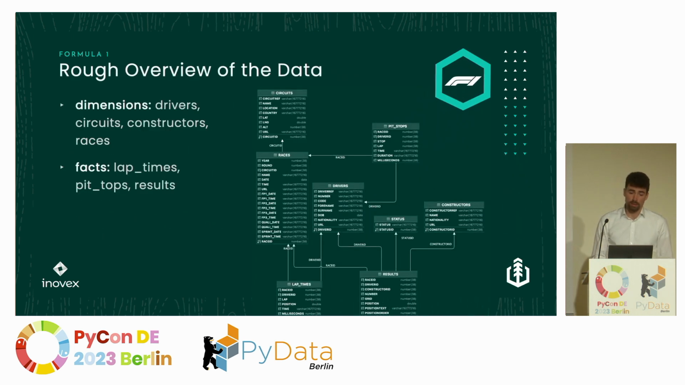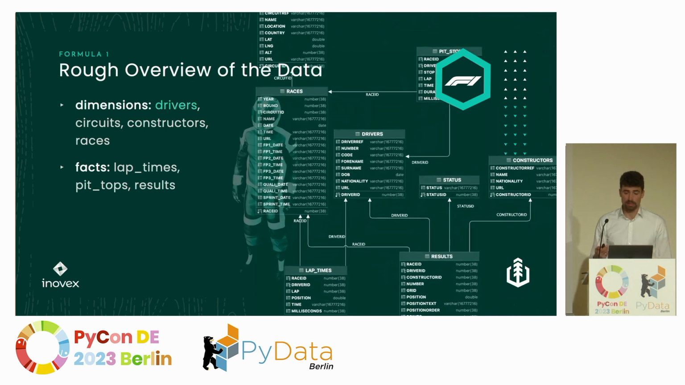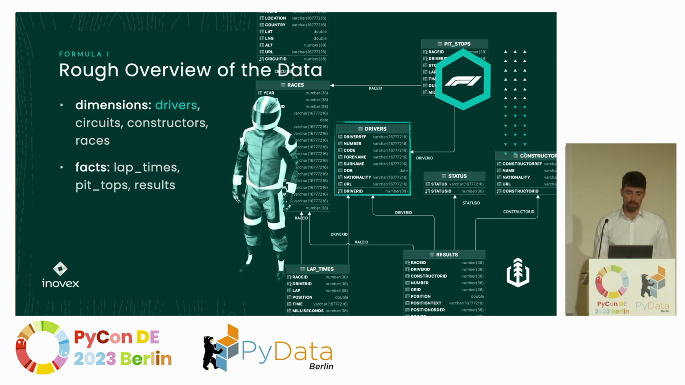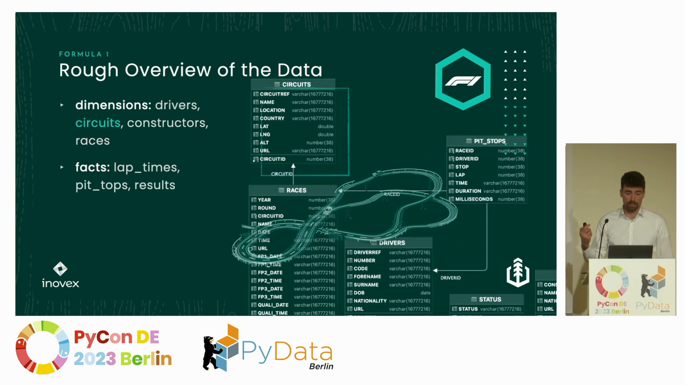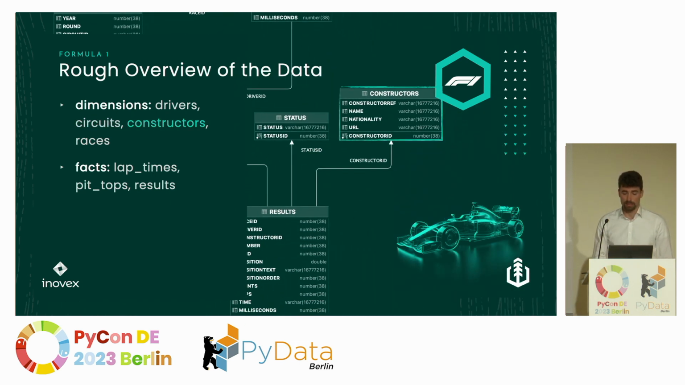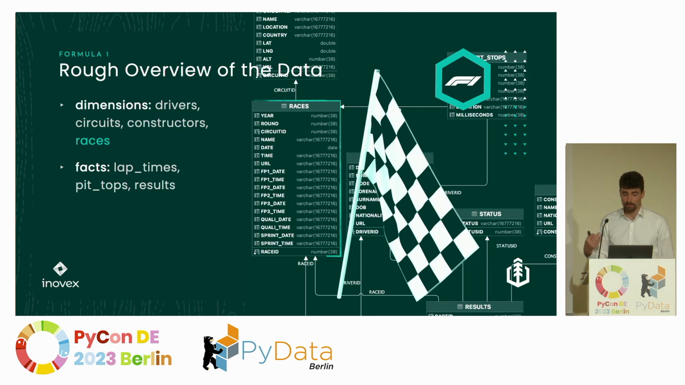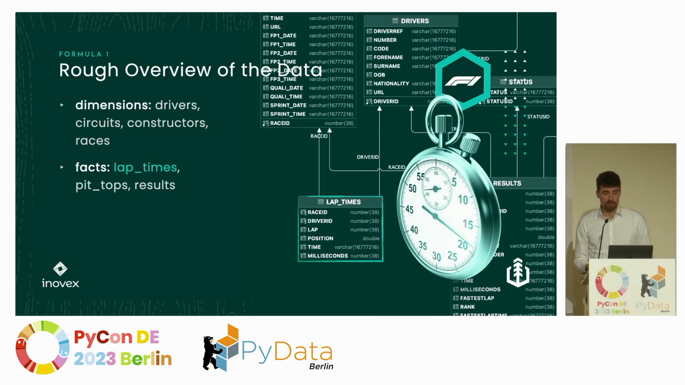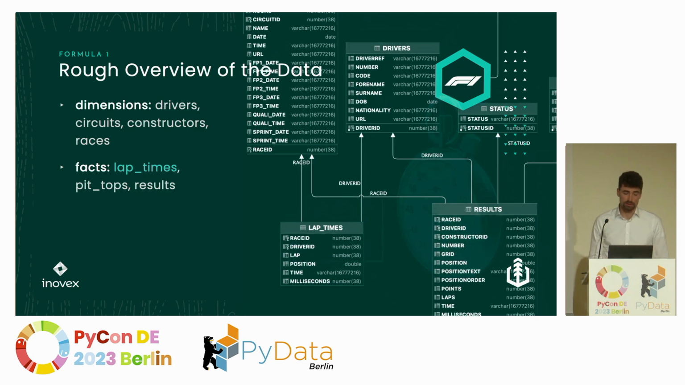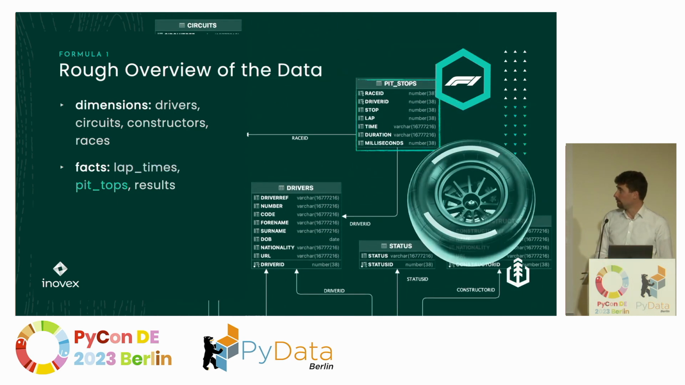So to get a rough overview of the data, it's not overly complex. We typically have dimension tables like the driver, Michael Schumacher, Sebastian Vettel, I don't know, circuits like Silverstone, Monaco. We have the constructors like Ferrari and certain races like Grand Prix in certain countries. And fact tables like the lap times in those races by certain drivers, the pit stops, and results.